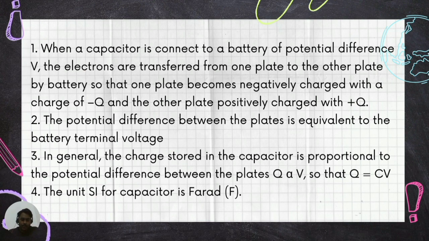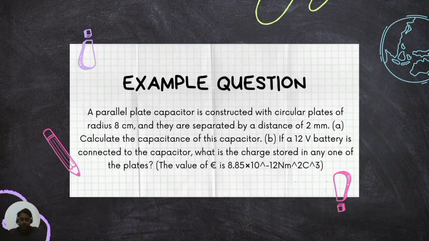The SI unit for capacitance is the farad, with the symbol uppercase F. The next one is the example question. A parallel plate capacitor is constructed with circular plates of radius 8 cm. They are separated by a distance of 2 mm. A. Calculate the capacitance of this capacitor.